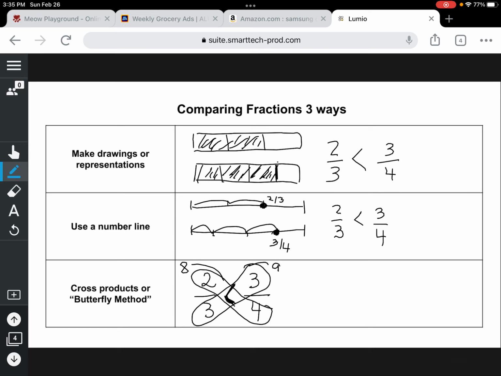When you do drawings in number lines, you need to try to make them all the same length or the same size bars so you can compare. And when you multiply, you need to make sure your multiplication products are correct. But those are the easiest way that you can do. I suggest you do 2 methods so you make sure your comparison is accurate. You can do drawings and the butterfly method, or you can do drawings in a bar, a number line. So you have 2 different ones to compare.